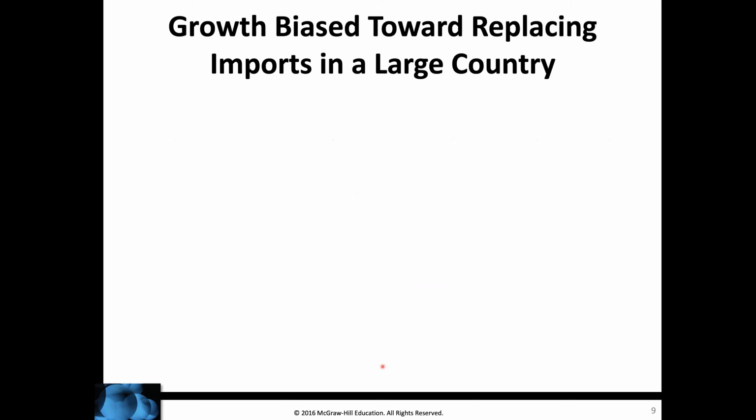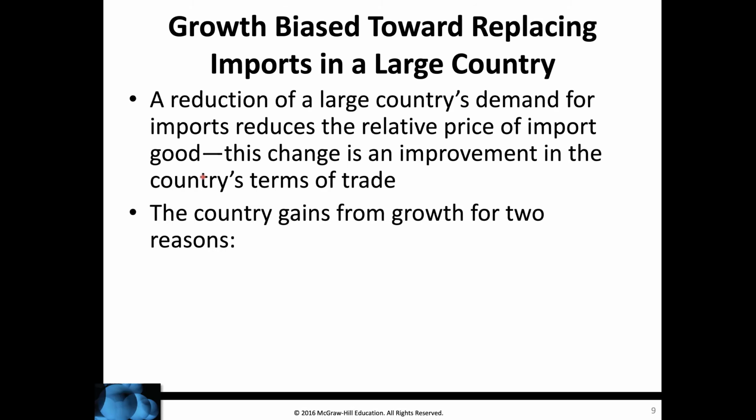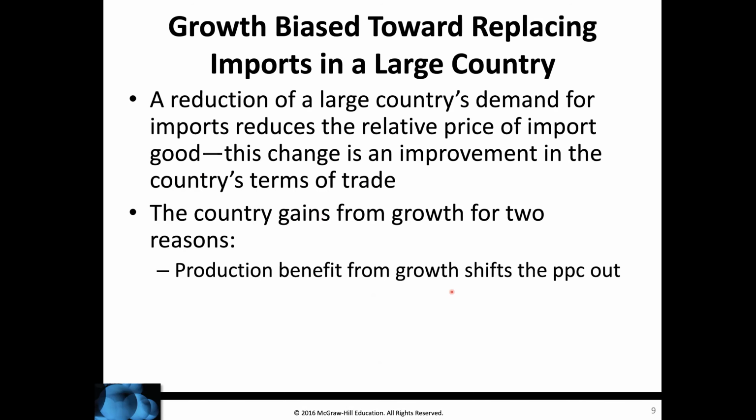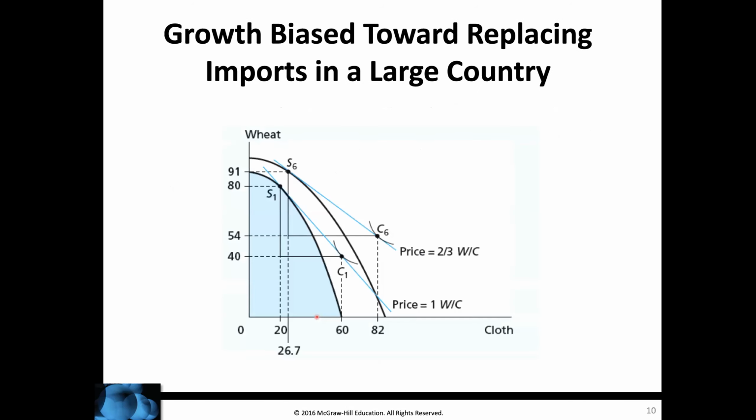So let's look at growth bias towards replacing imports in a large country. A reduction of a large country's demand for imports reduces the relative price of import goods. This change is an improvement in the country's terms of trade. So we can see it reduces the relative price of import goods. The country gains from growth for two reasons. The production benefit from growth shifts the production possibility curve out, so that is a gain. Also, they get a better price for its exports relative to the price paid for imports.